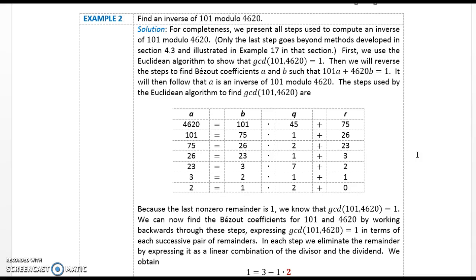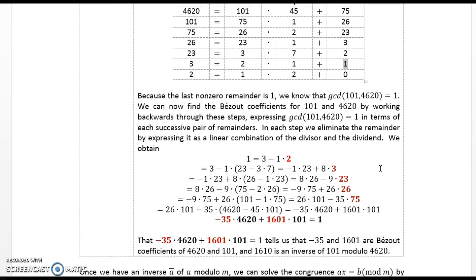The steps used by the Euclidean algorithm to find the GCD of 101 and 4620 are shown, and I've used Excel as I have in previous examples to find out that the greatest common divisor is 1. Because the last non-zero remainder is 1, we know that the greatest common divisor of 101 and 4620 is 1. We can now find the Bezout coefficients for 101 and 4620 by working backwards through these steps, expressing the GCD of 101 and 4620, equal to 1, in terms of each successive pair of remainders.